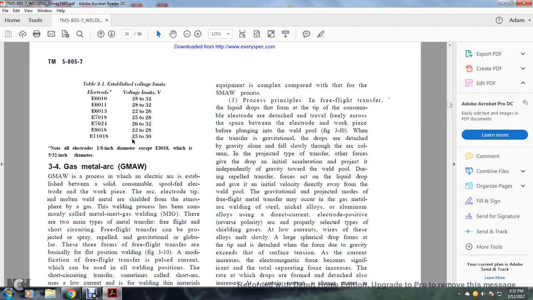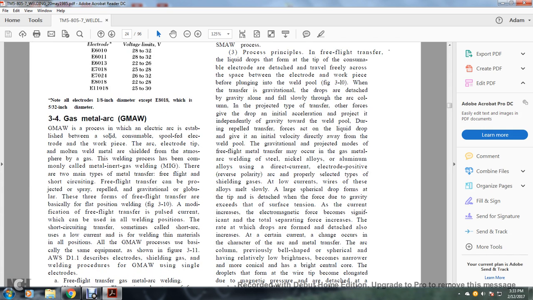Table 3.1, established voltage limits. Electrode 6010, 28 to 32 volts. 6011, 28 to 32. Electrode E6013, 22 to 26. Electrode 7018, 25 to 28. Electrode 7024, 26 to 32. Electrode 8018, 22 to 28. Electrode 11018, 25 to 30.